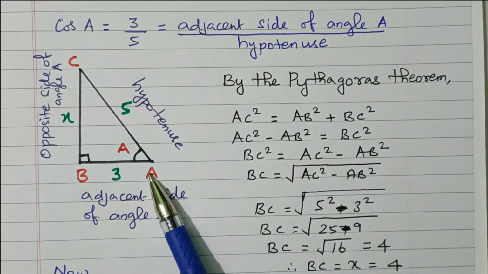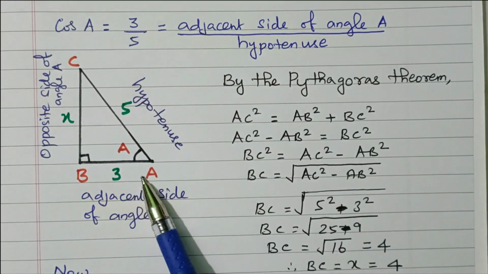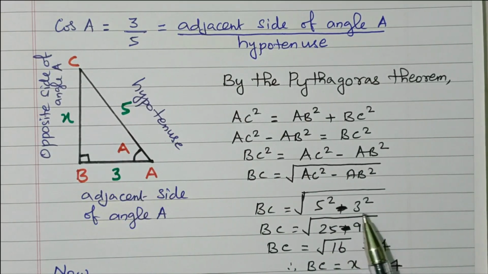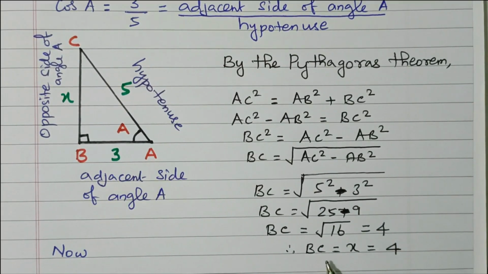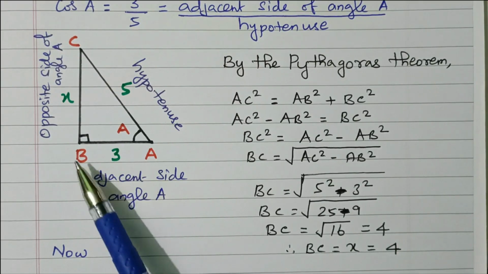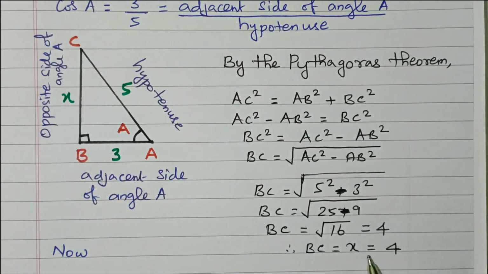AC is given. AC is nothing but 5 units. 5 square minus AB is given 3 square. 5 square is 25, 3 square is 9. 25 minus 9, 16. Right? The square root of 16 is 4. So that BC, that is treated as x, equal to 4. Now we calculated this opposite side of the angle. That is, the value is 4.